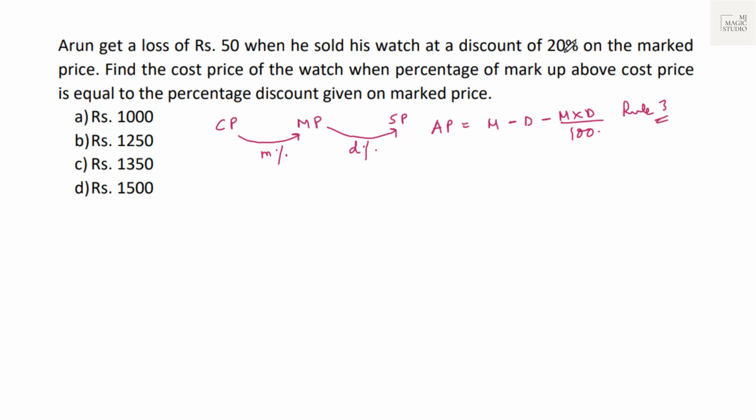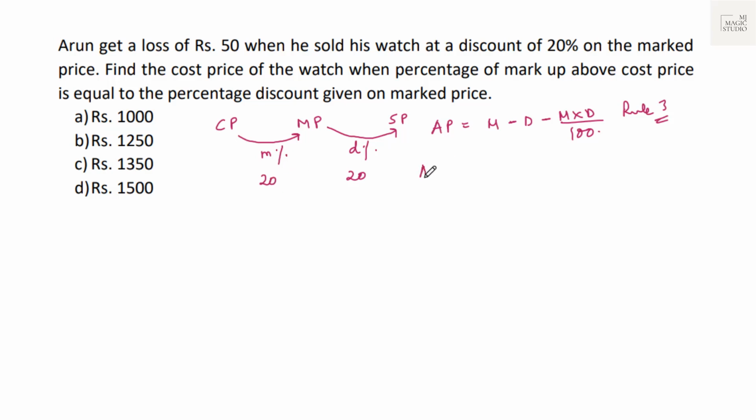Arun gets a loss of 50 when he sold his watch at a discount of 20% on the marked price. Discount is always offered on the marked price. Find the cost price of the watch when the percentage of markup above cost price is equal to the percentage discount given on marked price.